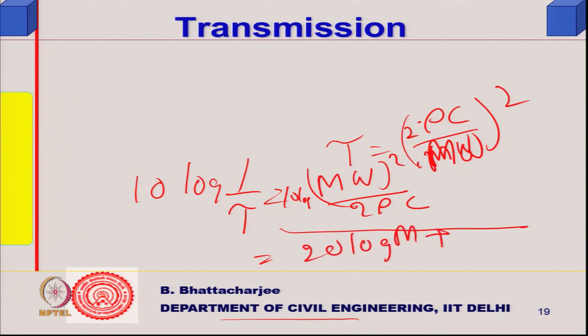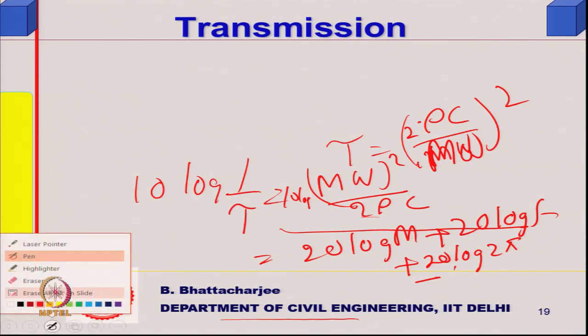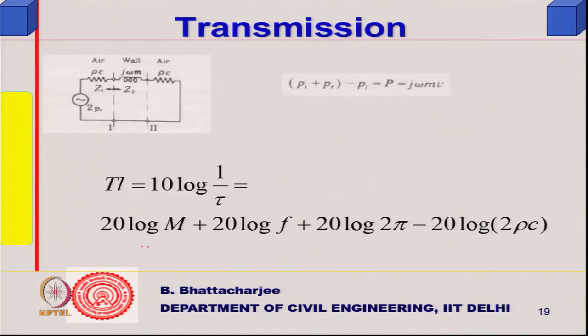m plus 20 log f plus 20 log 2 pi minus 20 log 2 rho c, right. So, this is the expression it would be. If I write this, it will come: 20 log m, 20 log f, 20 log 2 pi minus 20 log 2 rho c, because 1 over tau it was. So, this is what it is.